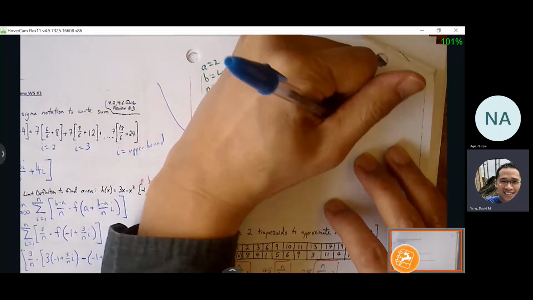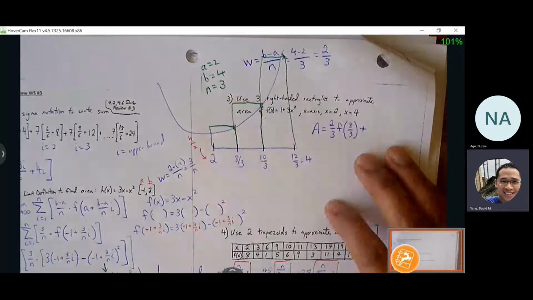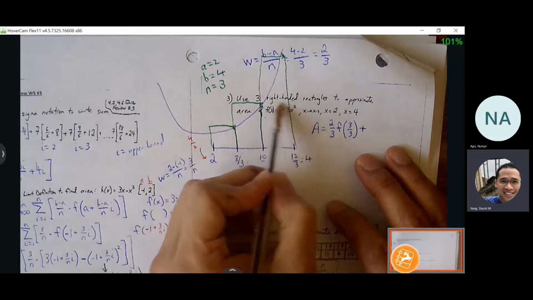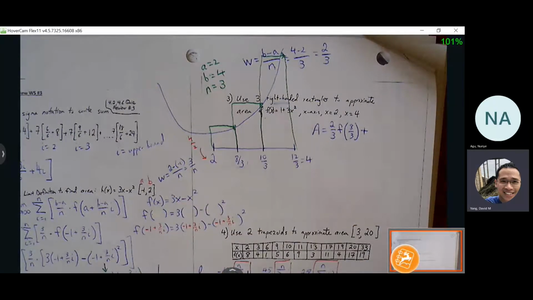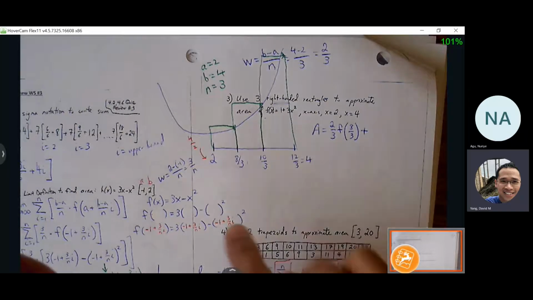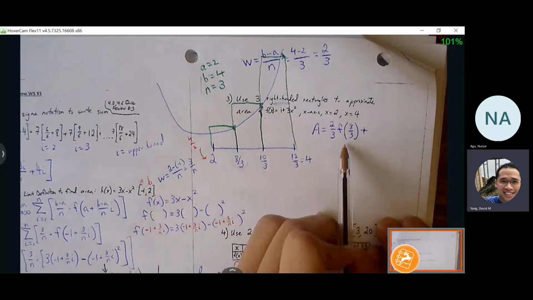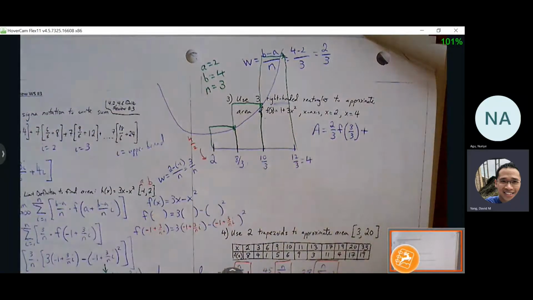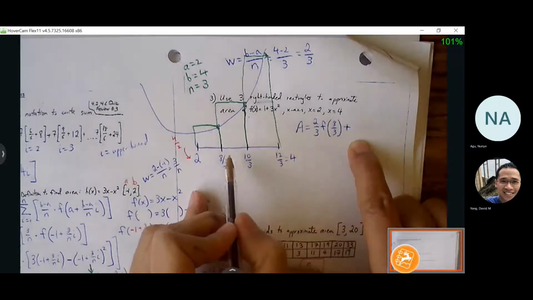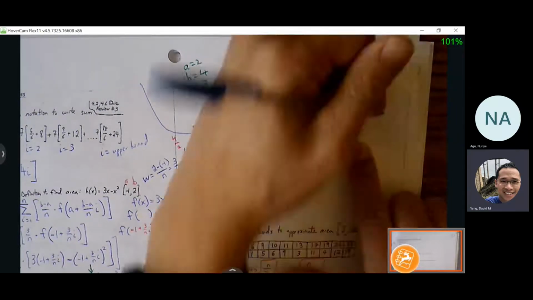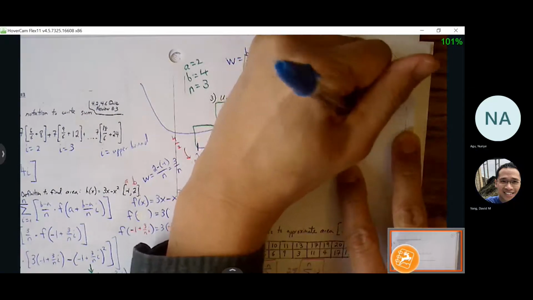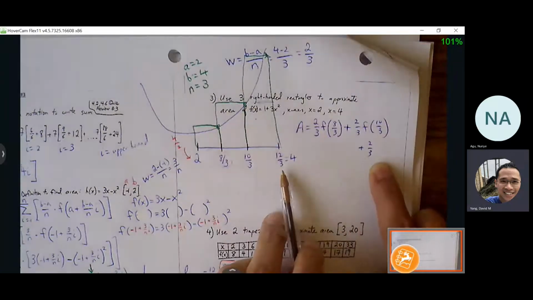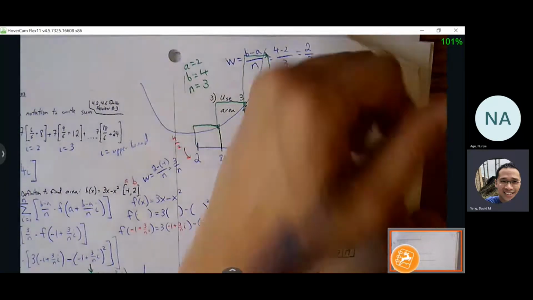So when do we find the midpoints? We find the points in between if it's asking for midpoint rectangles. Then we have to spend the additional effort to find the midpoint within each subinterval. But if it's left or right, you can stop once you get to your subintervals, because you know that both your left and right endpoints are found. Okay. Next up, width of 2/3, height of f of 10/3. And then finally, width times height, f of 4.